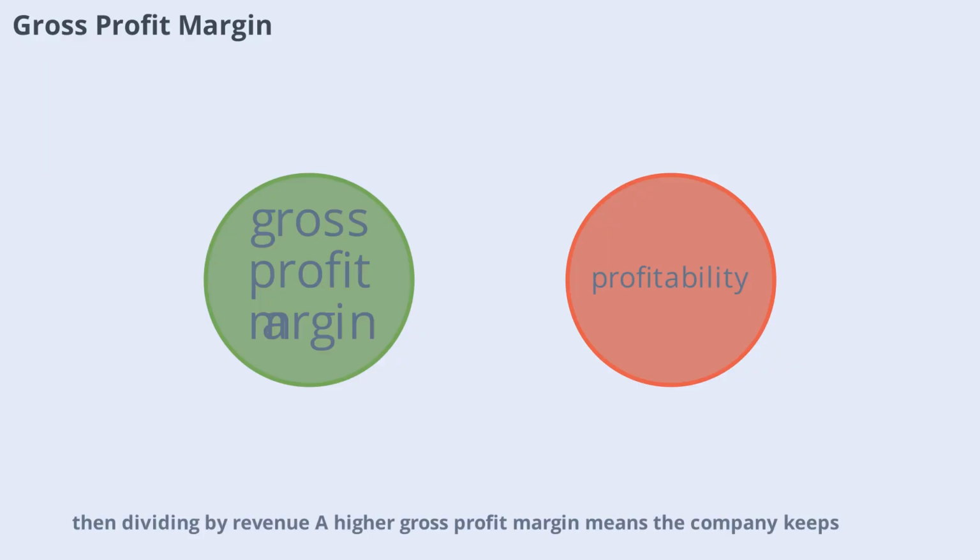A higher gross profit margin means the company keeps more money from each sale after covering production costs. This ratio helps us understand how efficiently a company produces its goods or services. Next, we'll see how to interpret this ratio with a practical example.